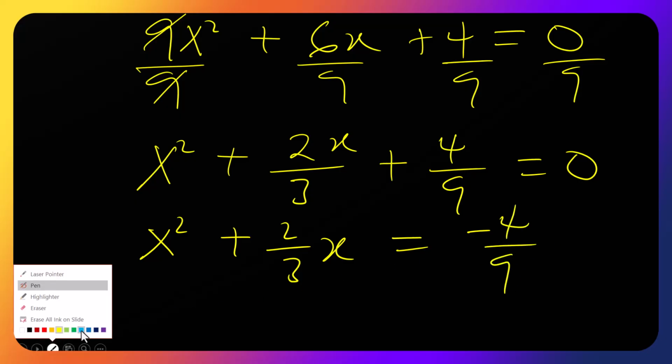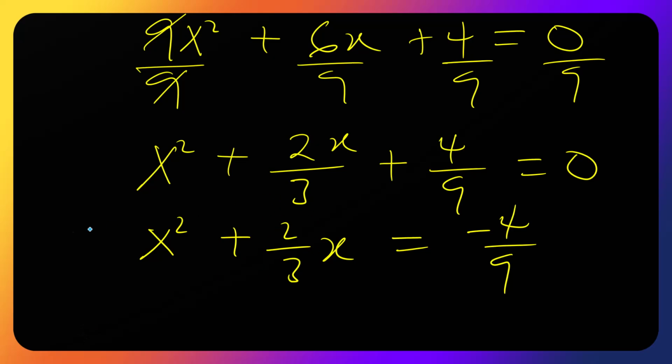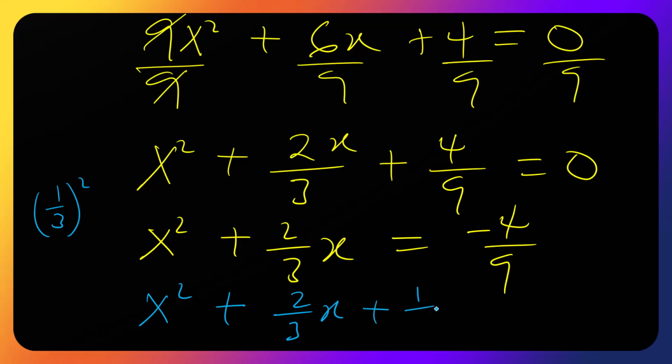Okay, so let's take half of the coefficient of x, half of 2 on 3, squared, and that will be 1 over 3 squared. We add this to both sides of the equation. Okay, so that is x squared plus 2 on 3x plus 1 over 3 squared equals 1 over 3 squared minus 4 on 9.